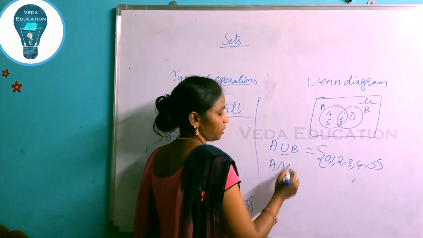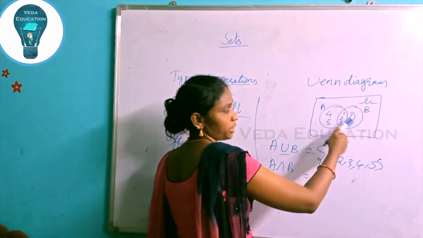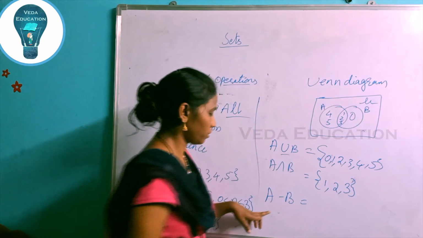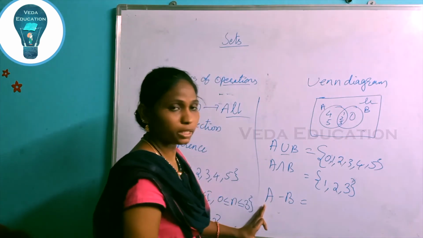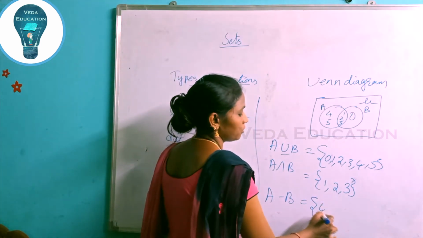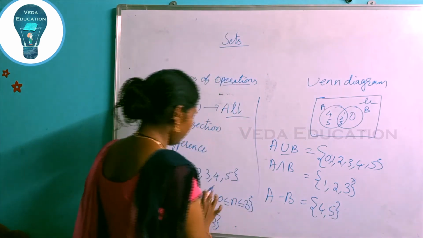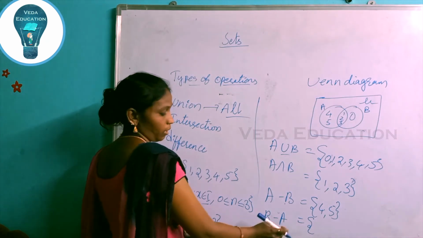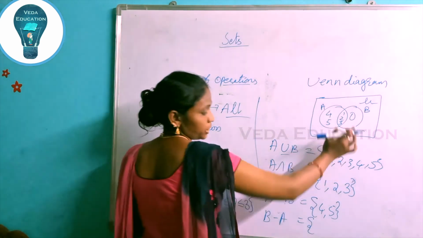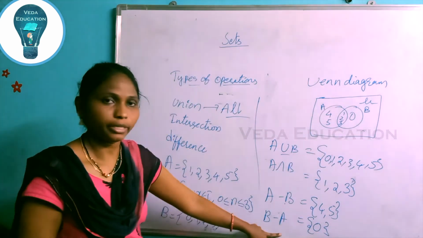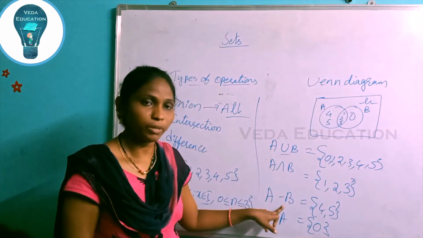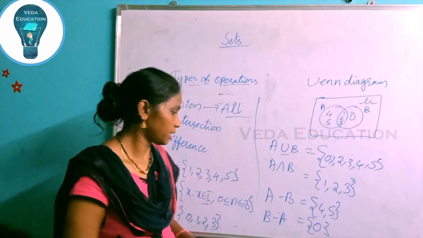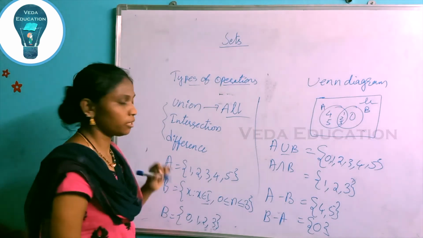Next, A intersection B. Intersected means common elements. Which are common in the 2 sets? 1, 2, 3. Next, the difference A minus B. Which is the first set? A. What is the difference of A set from B? 4 and 5. When you are differentiating for A, you are comparing with B. So 4 and 5 are the differences. Next, B minus A. What is the difference from B to A? In B set, which element is different? 0. Got it? For A, the elements different from B set are 4 and 5. And B minus A means which elements are different from A set? For B set, 0 is the extra element. These are the types of operations: union, intersection, and differences.